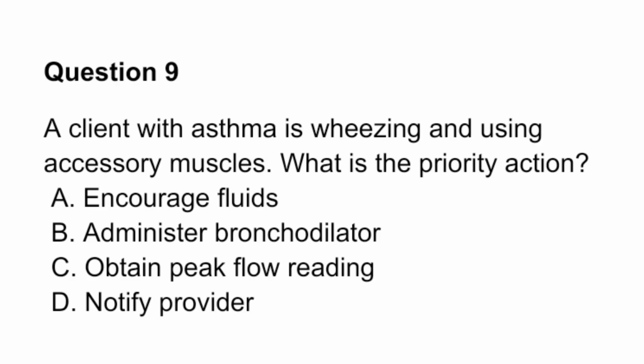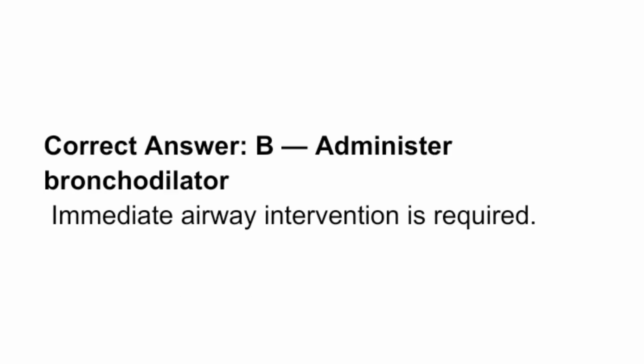Question 9. A client with asthma is wheezing and using accessory muscles. What is the priority action? A. Encourage fluids. B. Administer bronchodilator. C. Obtain peak flow reading. D. Notify provider. Correct answer, B. Administer bronchodilator. Immediate airway intervention is required.